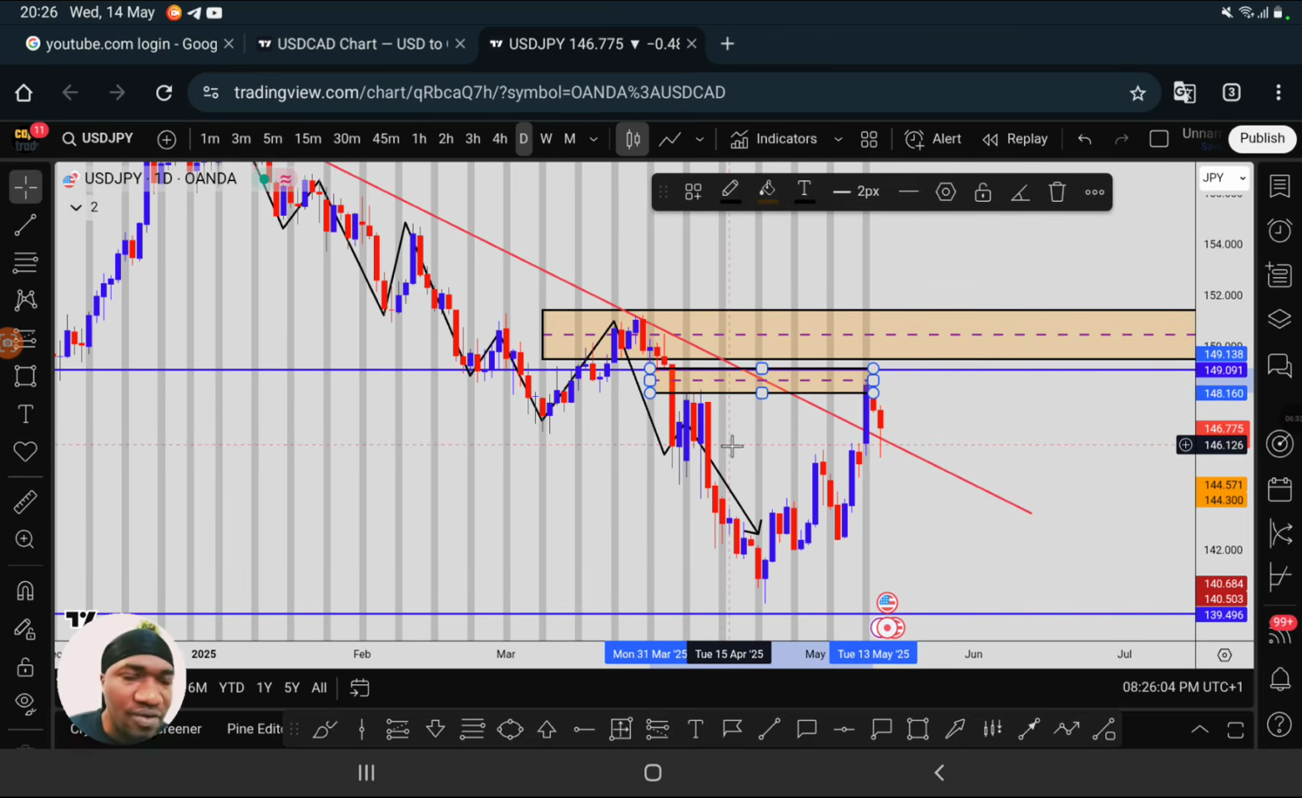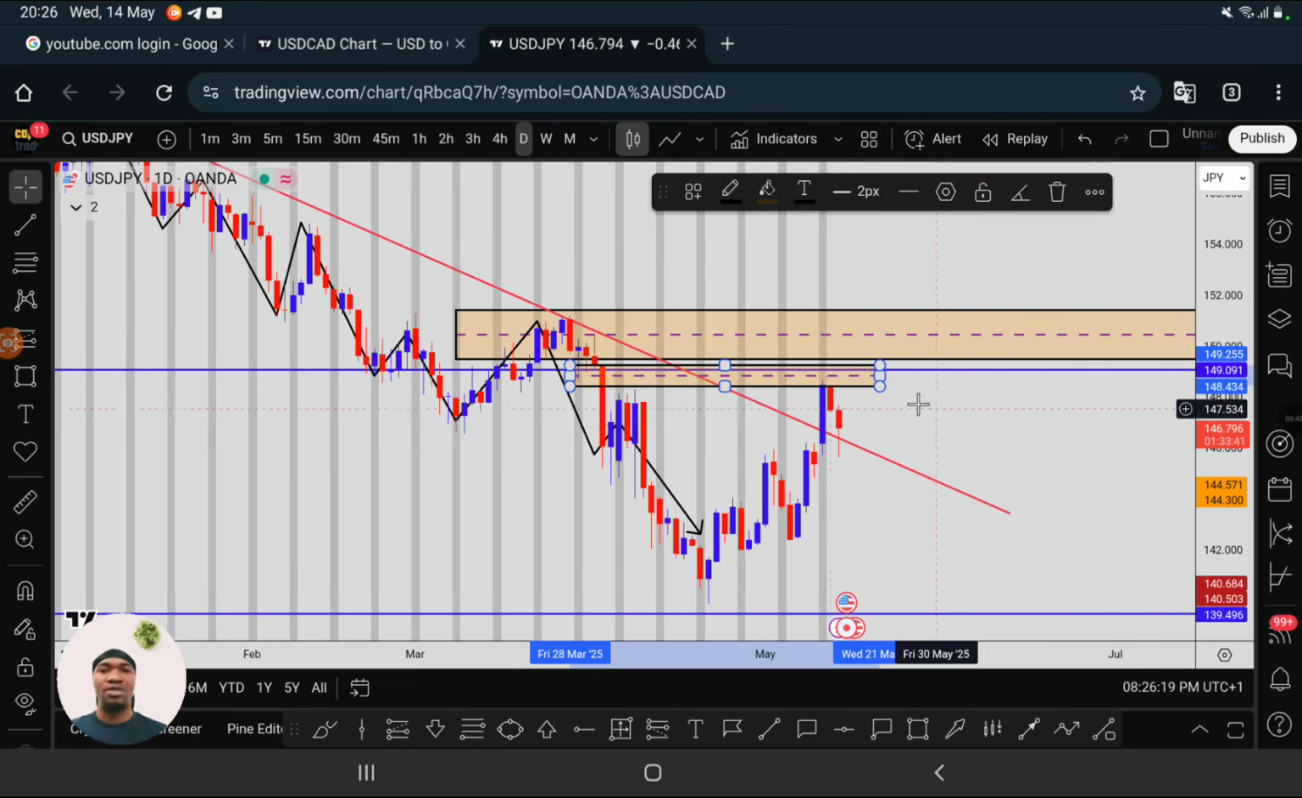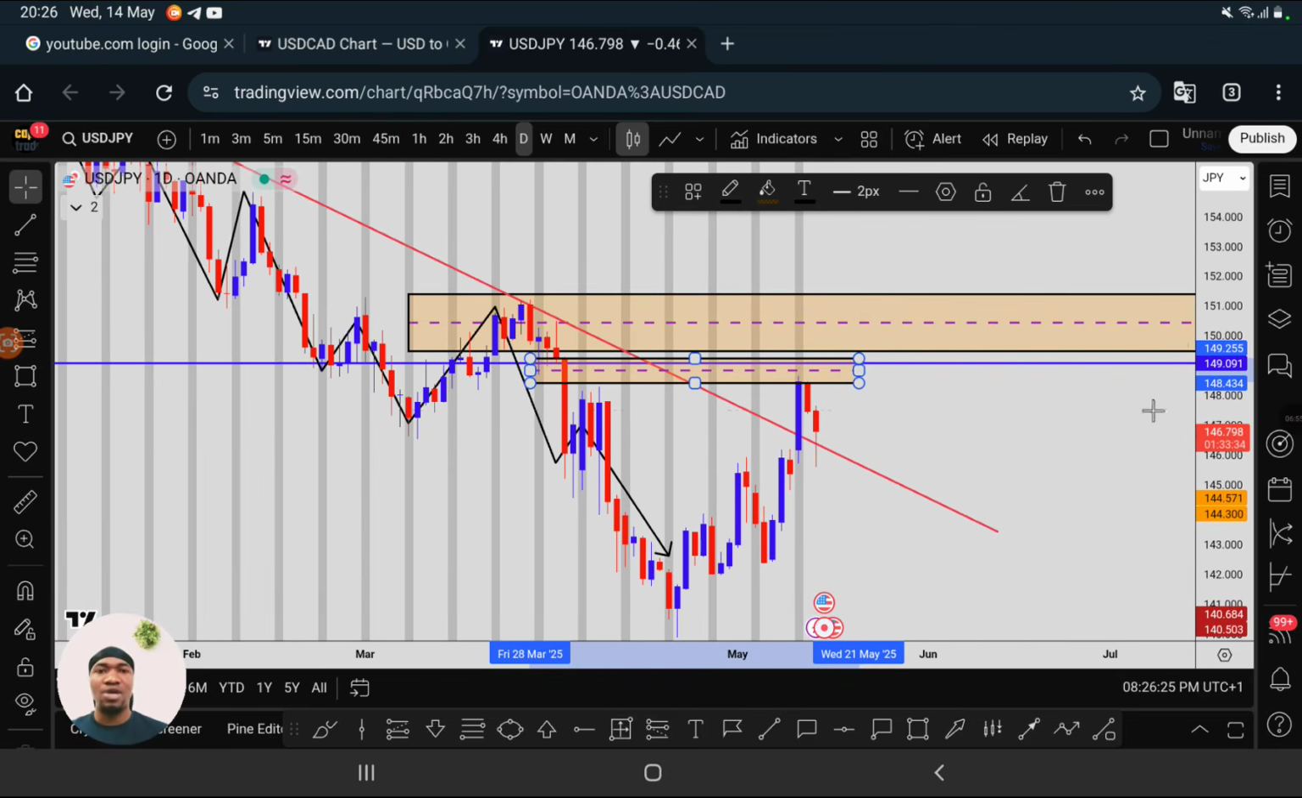So this fair value gap is where price is rejecting, and you can see how price is reacting at this zone. So I don't take my entries on the daily, and I'm sure you may not take your entries from the daily, but now we know that price is on our zone, fair value gap. We go down to lower time frame to see what's going on. So we go down to H4.